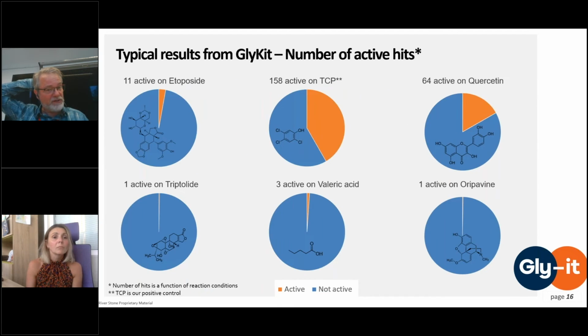These are just a few results from our screening. We have many more, of course. This shows how many out of the 380 original enzymes we collected gave hits with different molecules. In the middle top, you can see that with trichlorophenol, which is one of what we call positive control molecules because it works well with so many UDTs, we get about 158 actives. With etoposide to the left of that, we got 11 actives. With quercetin, a flavonoid, to the right, we got 64 actives. And then with triptolide, valeric acid, and the alkaloid oripavin, 1 active each.